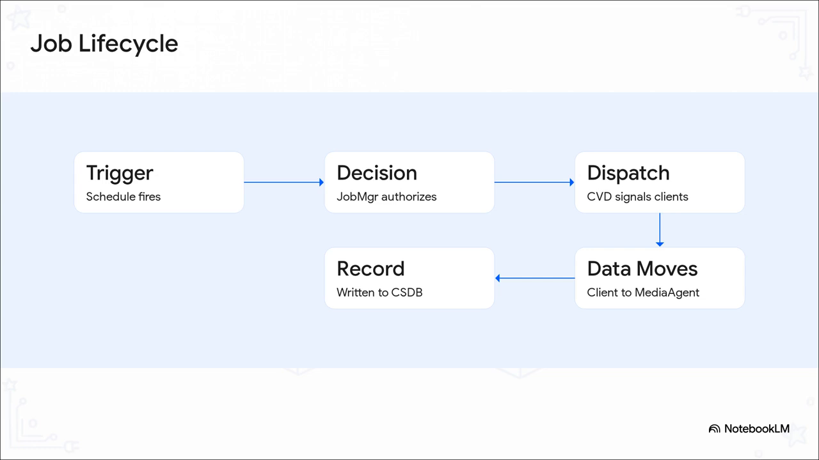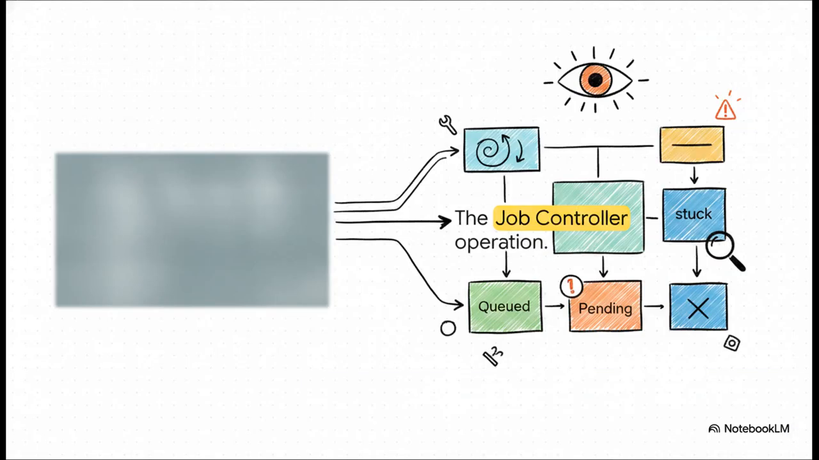Finally, step 5, record. The job status and metadata are written permanently into the CSDB. Done. And all of those behind-the-scenes steps build into what you actually see on your screen, the job controller. This is literally the job manager's work made visible to you. Every single row is a job that the brain has authorized and is actively tracking. So whether it's running, queued up, or pending, it's right there. When a job is stuck or struggling, this is the very first view you open to see what's going on.